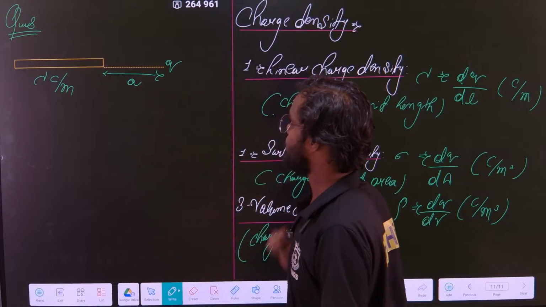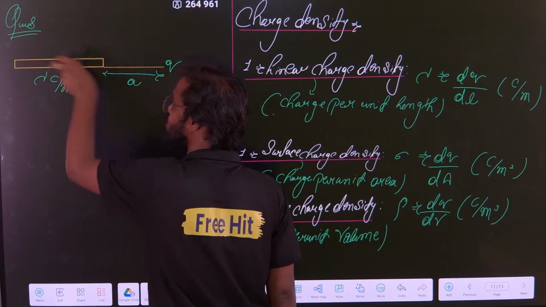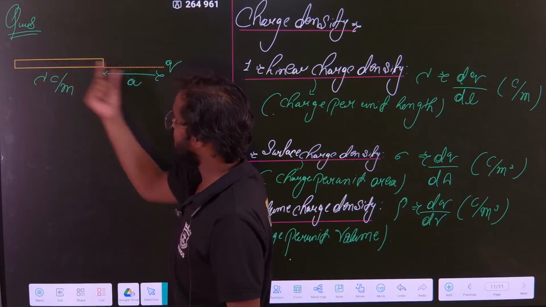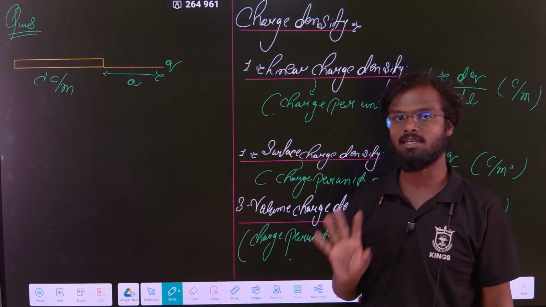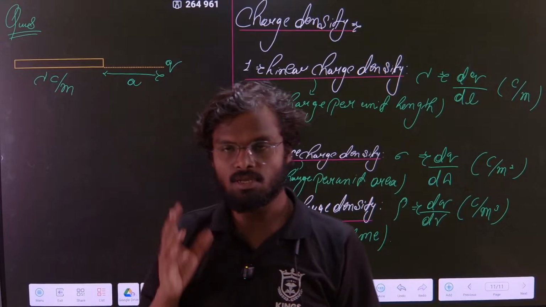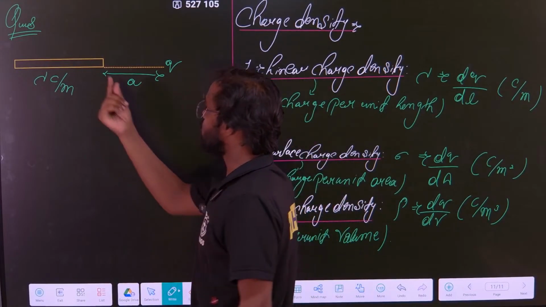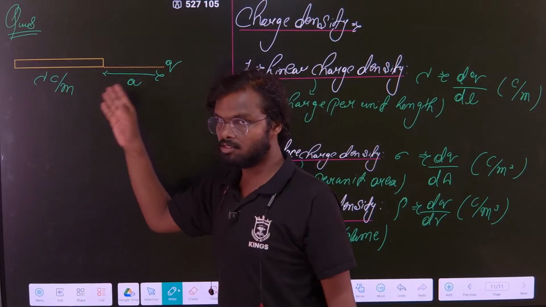Like here also, the charge is uniformly distributed over the rod. So can we directly apply the formula we have learned, that is k q1 q2 by r square? Can we directly apply it here? The answer is no, we can't. Why? Because that formula is valid only for a point charge, but here it is not a point charge. It is a distributed charge.